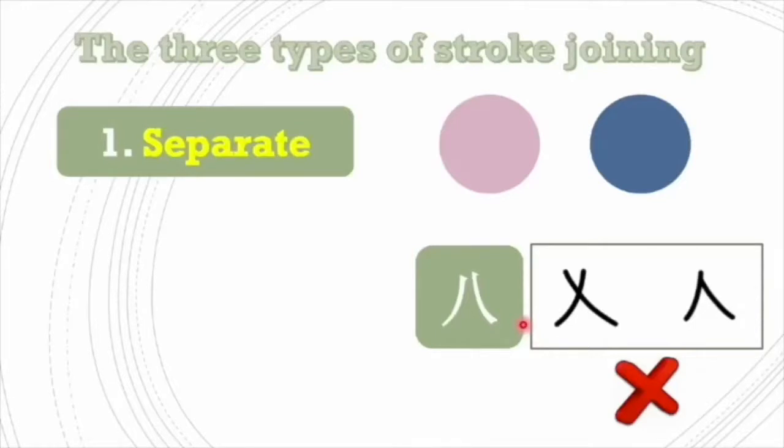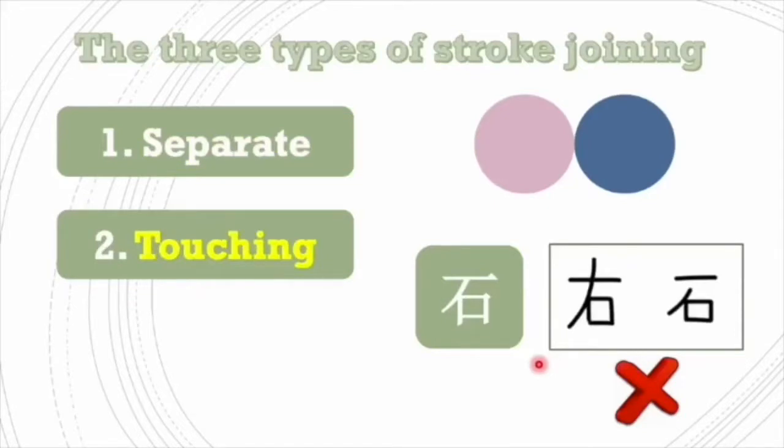The first type is separate, just like the two circles here. They are separate, no touching and no crossing. Many strokes should be separate when we write characters, like this one, 八, which means 8. The two strokes here should be separate.